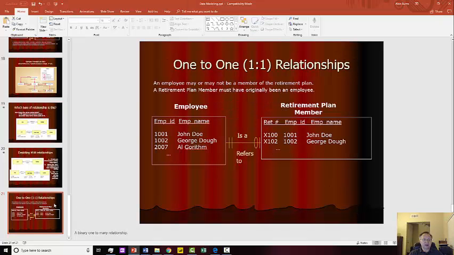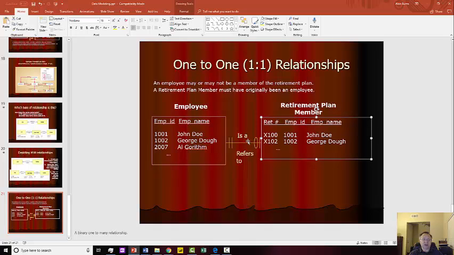Now the last type, which is pretty unusual, but you'll see it from time to time, is a one-to-one. And here's a simple example. It's very often an optional relationship. So an employee may or may not be part of a company's retirement plan. What would that look like? You have an employee table. You've got a whole bunch of employees here. Some of them contribute to a retirement plan, and you put those people over here. Well, employee ID 2007 is not a member of the retirement plan.